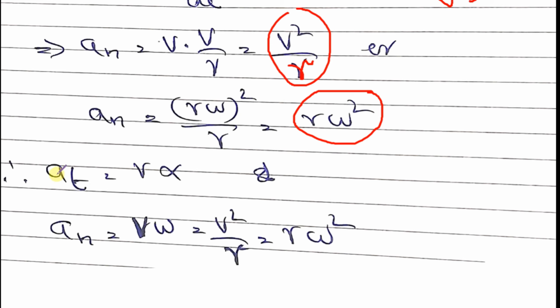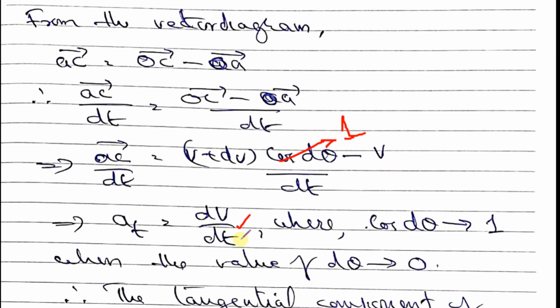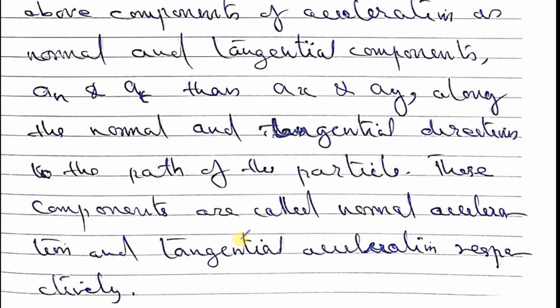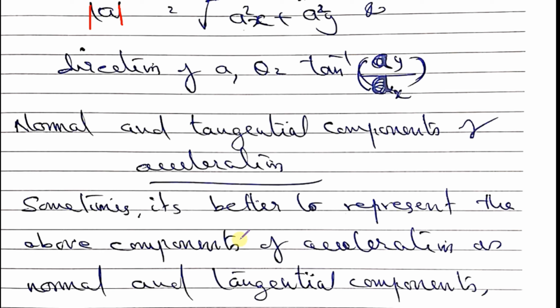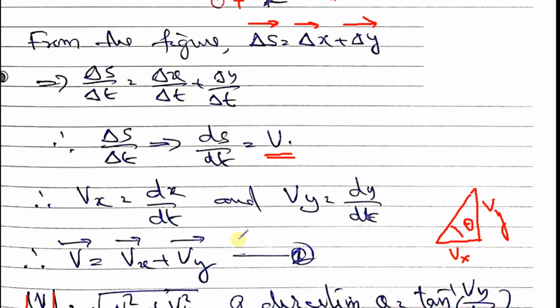So the tangential acceleration AT is R alpha, and the normal acceleration is either V omega, or V square by R, or R omega square. These are the components of acceleration in the tangential and normal directions to the curved path along which a body is moving.